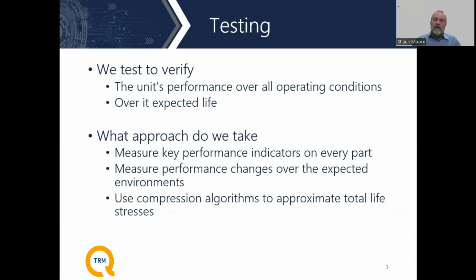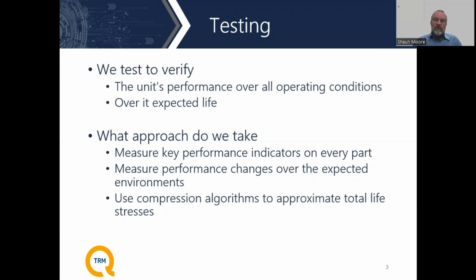So what approaches do we take? We measure key characteristics and key performance indicators on the parts. We then measure those performance indicators in various environments. By doing that, we can characterize the way we expect parts to change in environments, if they're going to change at all. And from there, we can make determinations: what do we want to test on every part, or which test is going to be representative of how that unit's going to perform over its life.